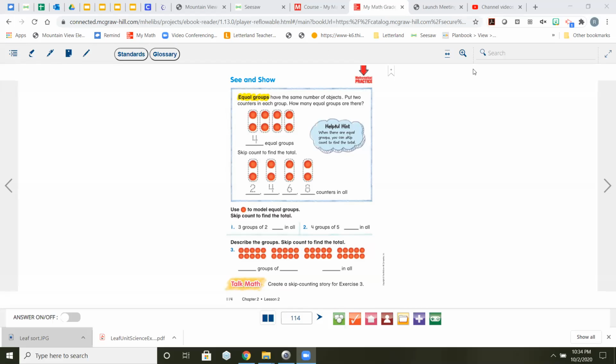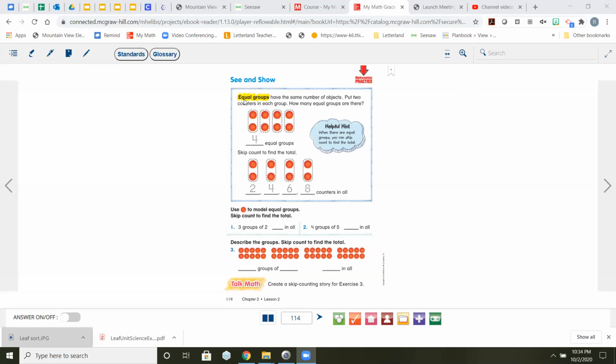Yesterday we looked at skip counting by 2s, 5s, and 10s using a 100 chart. Today we're going to go one step further and move away from that 100 chart and look at skip counting using counters and other ways other than using the hundreds chart. So let's look at our See and Show to begin with, and we have highlighted our vocabulary: equal groups.